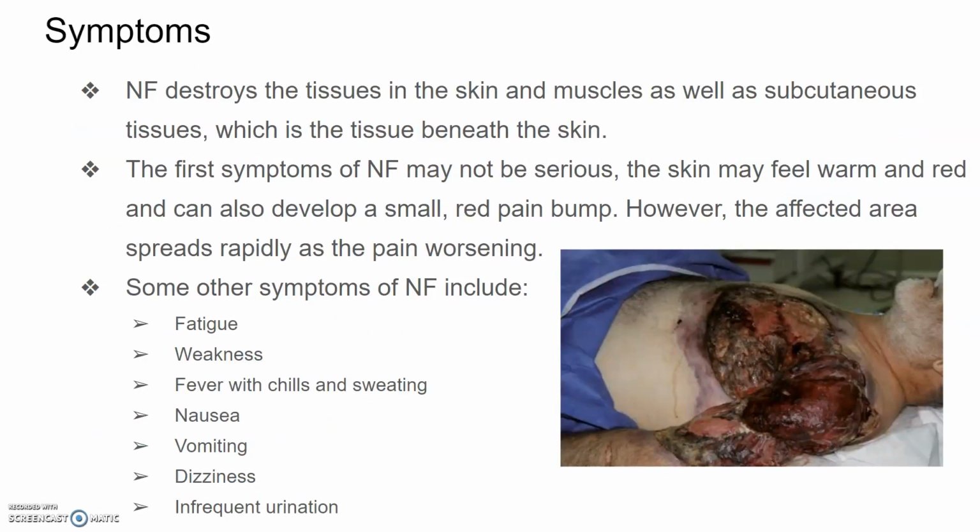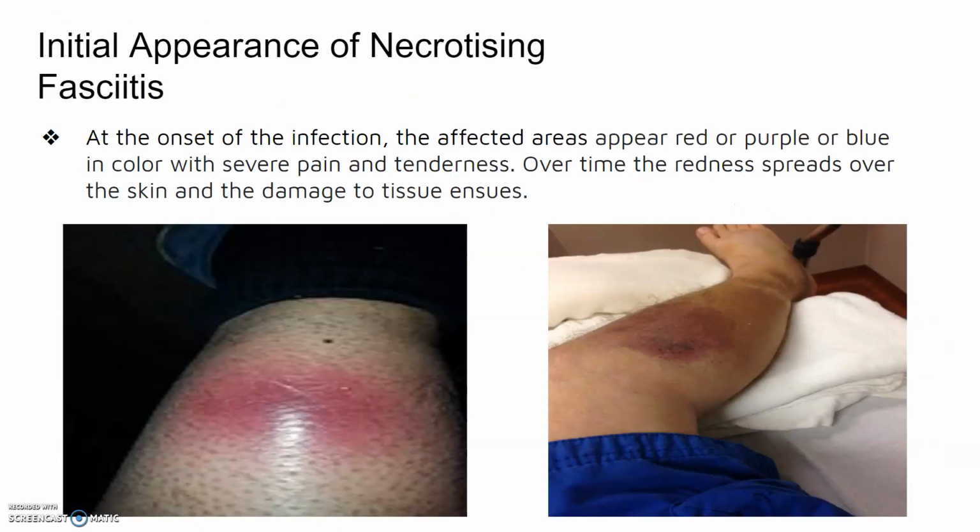So, what are the symptoms of NF? NF destroys tissues in the skin and muscles, as well as subcutaneous tissues, which are the tissues beneath the skin. The first symptoms of NF may not be serious. The skin may feel warm and red, and it also develops small red painful bumps. But over time, the affected area spreads rapidly and the pain worsens. Some other symptoms of NF include fatigue, weakness, fever and chills and sweating, nausea, vomiting, dizziness, and infrequent urination.